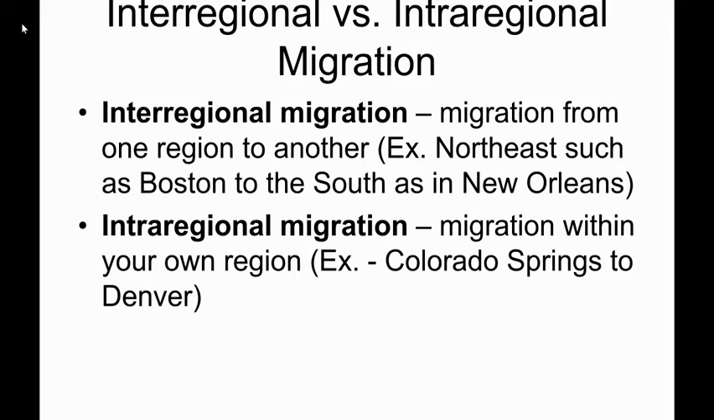region to another region. So let's say that we're going from the Northeast, like Boston, and then we go to the South, like New Orleans. That would be interregional migration. Whereas intra-regional migration means you're staying within your own region. So that would be like me moving from Denver to Colorado Springs, or somebody moving from Colorado Springs to Fort Collins. It's still within that region, it's still migration, but it's within the region. So that's intra-regional migration.